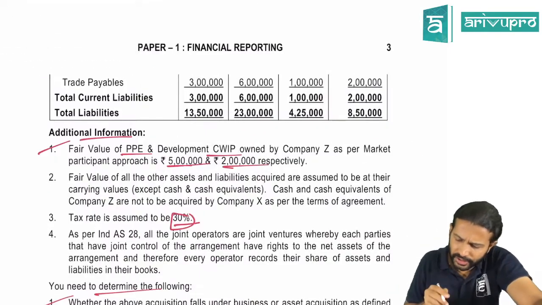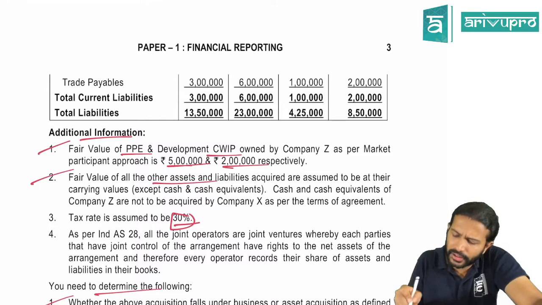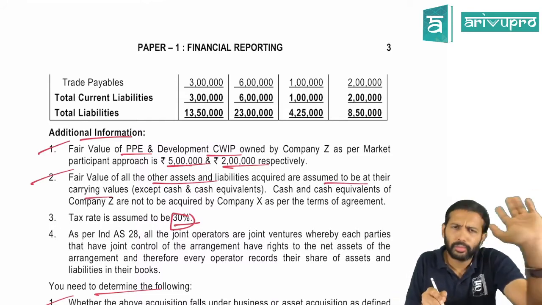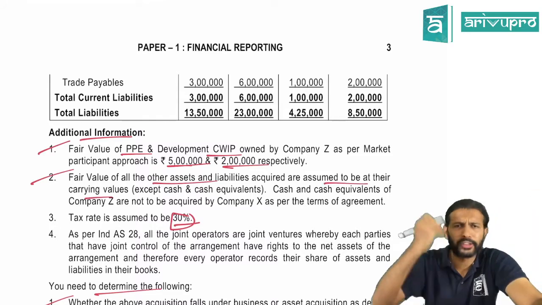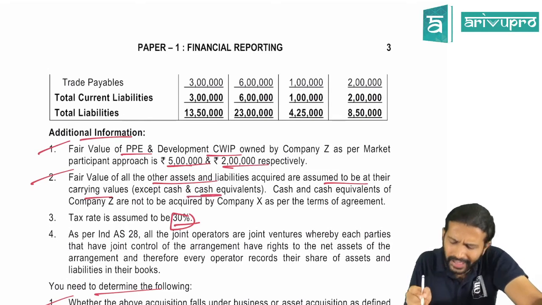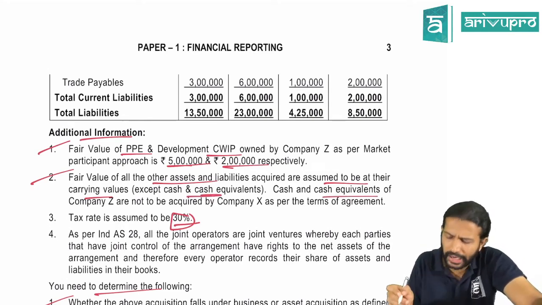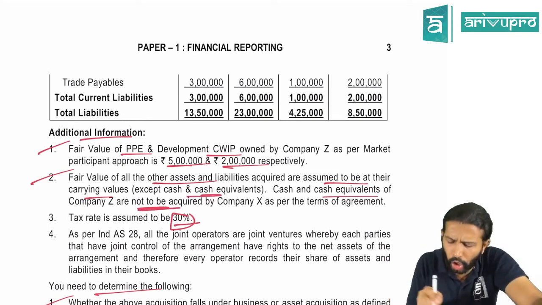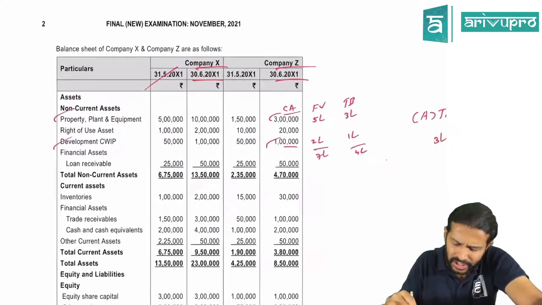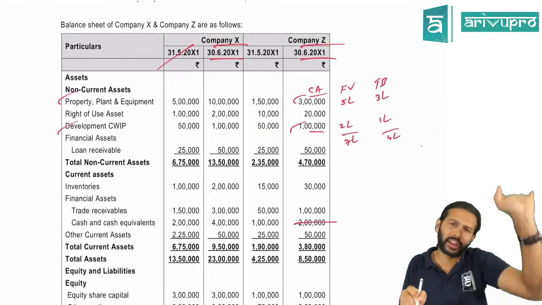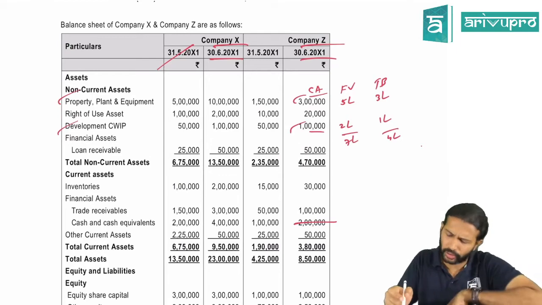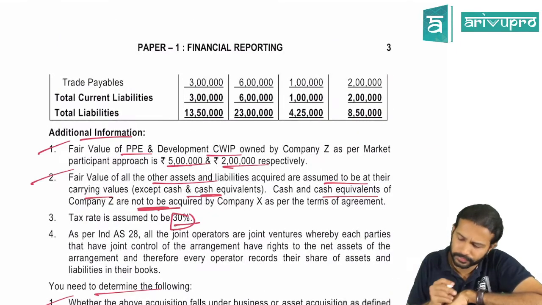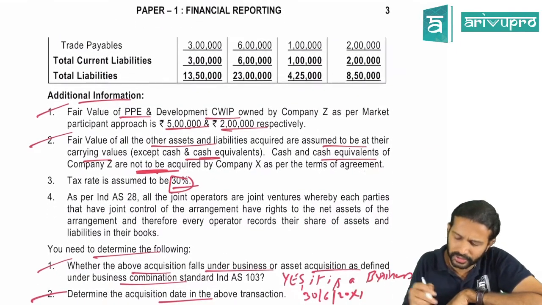We are just reading it. The fair value of the other assets is assumed to be at carrying value. So the carrying amount of other assets itself is the fair value, they're saying, except cash and cash equivalents. Cash and cash equivalents of the companies are not to be acquired. So cash, one asset, no. Z is saying I won't give you. Other assets and liabilities you can take over. So that we can cut off. Tax rate is 30%. Fair enough.